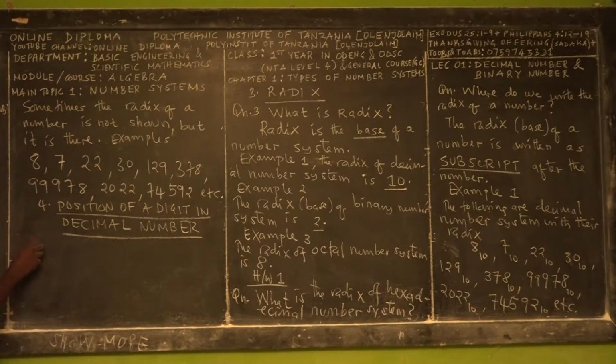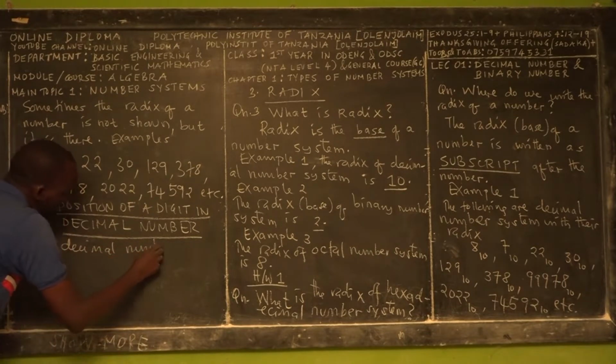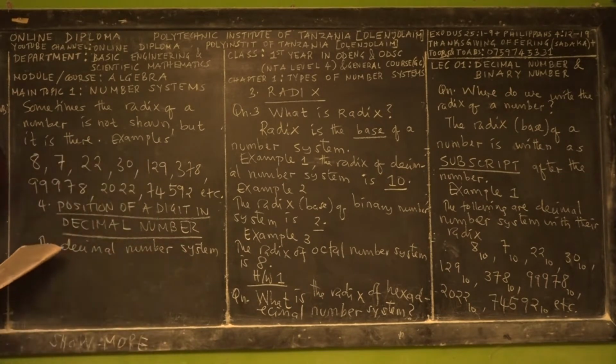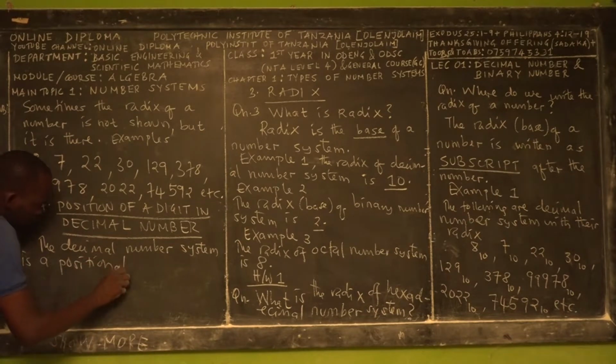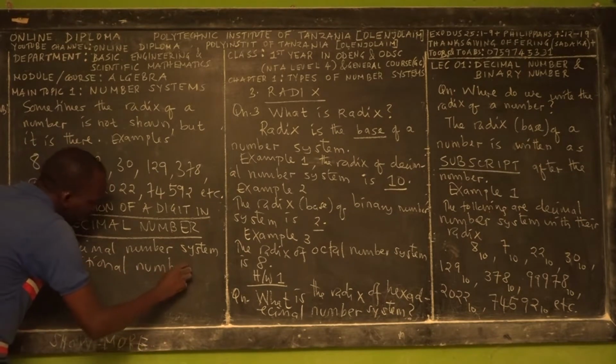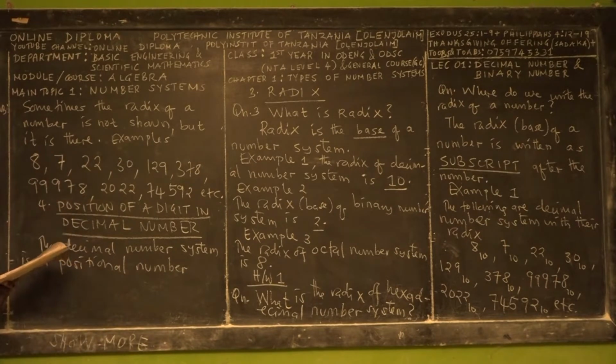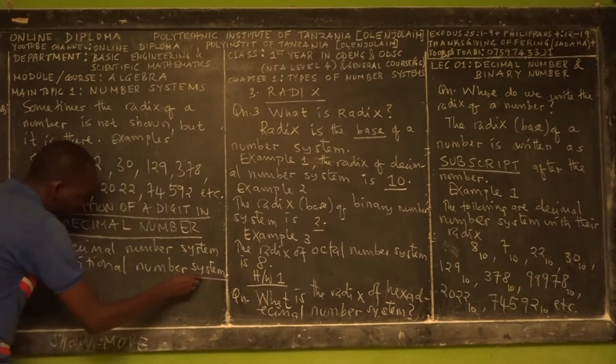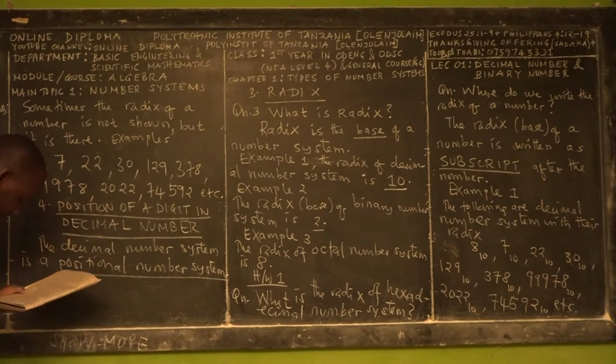So the decimal number system is a positional number system. What does it mean? The value of a digit depends on its position.